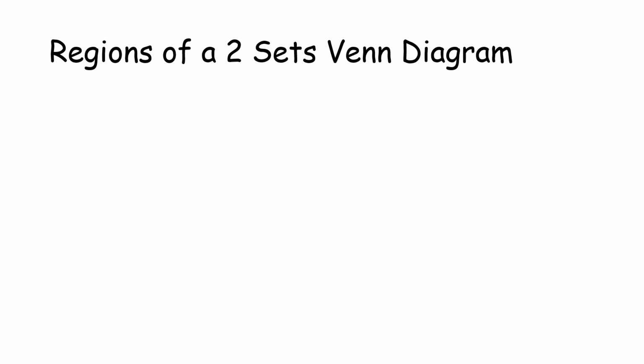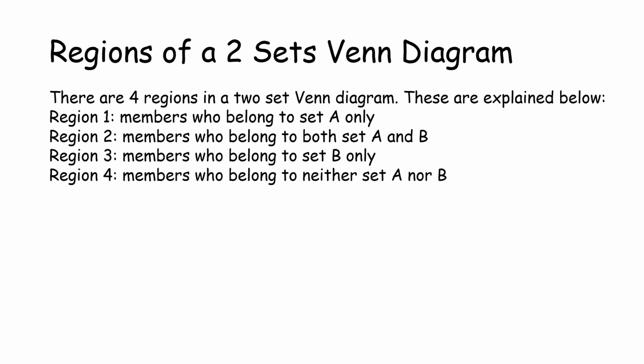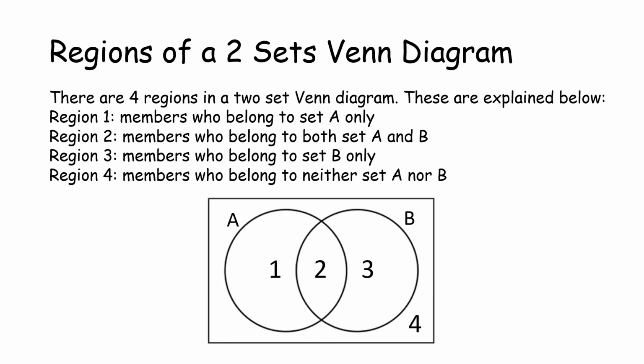So starting off with the two sets Venn diagram. There are four regions in a two sets Venn diagram. Region 1 is made up of members who belong to only set A. Region 2 is made up of members who belong to both set A and set B. Region 3 is made up of members who belong to only set B. And Region 4 is made up of members who belong to neither set A nor set B.